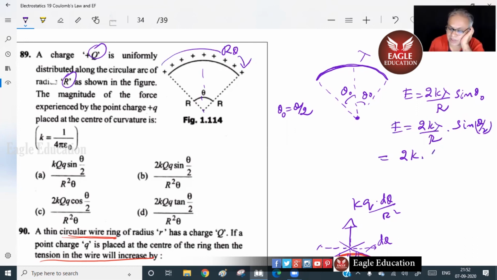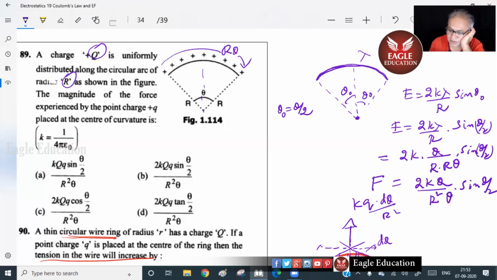So 2k lambda is what? Lambda is total charge Q by R theta, into sine theta by 2. So what do I get? 2k, and k also gives k. K Q by R square theta, sine theta by 2, is my E.